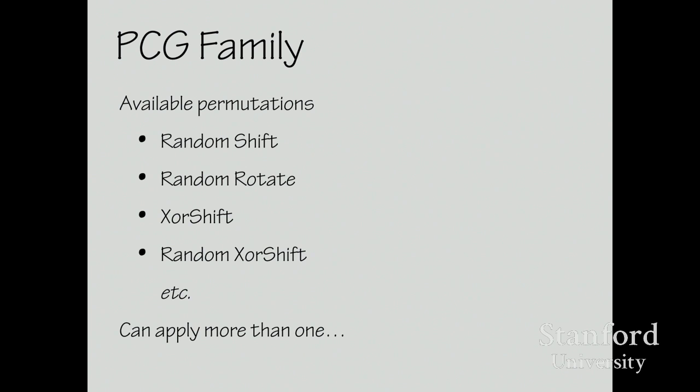So that's what happens with the PCG family. You could just do a random shift or a random rotate. That gives you some stuff, but we can combine them. We can stack one permutation atop another and do even better. So that's the sort of theory, but what about the practice? How well do these things actually perform in practice?